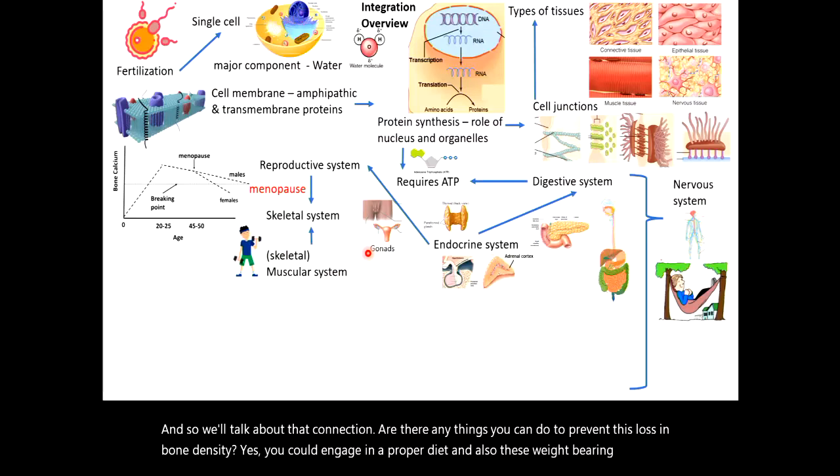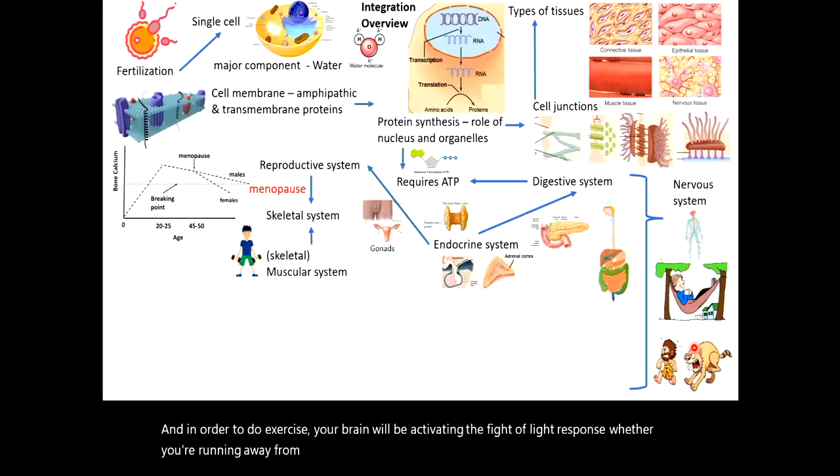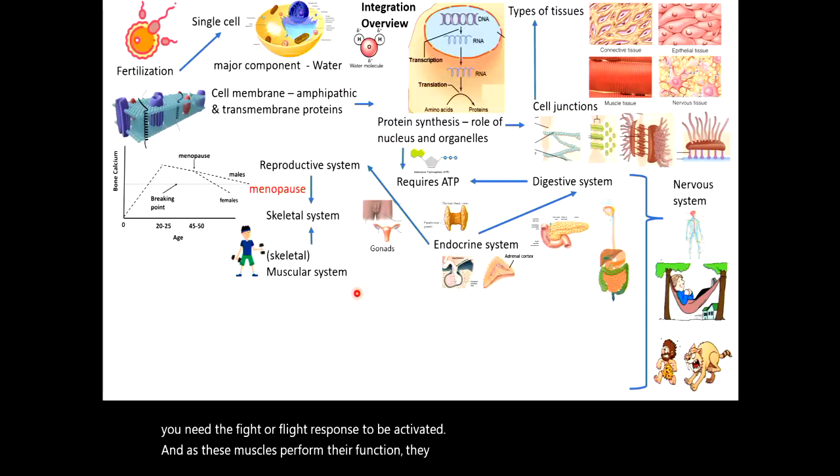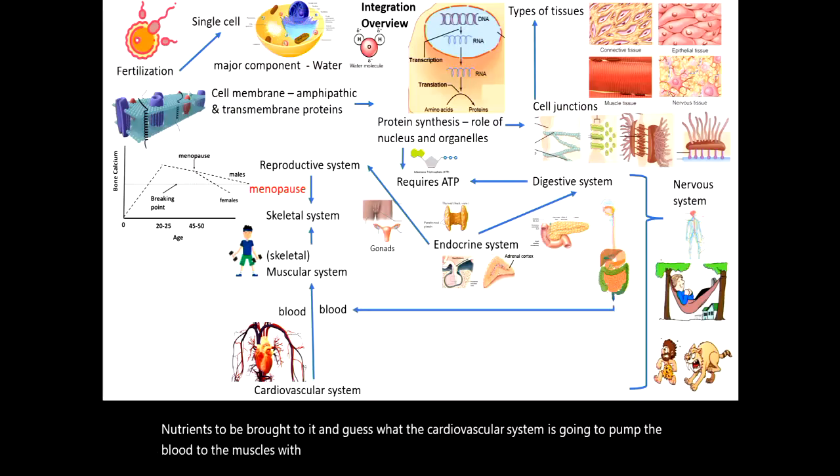And in order to do exercise, your brain will be activating the fight or flight response. Whether you're running away from something which is chasing you, or maybe you're just lifting weights, you need the fight or flight response to be activated. And as these muscles perform their function, they need nutrients to be brought to them. And guess what? The cardiovascular system is going to pump the blood to the muscles with the nutrients which were obtained from the digestive system.